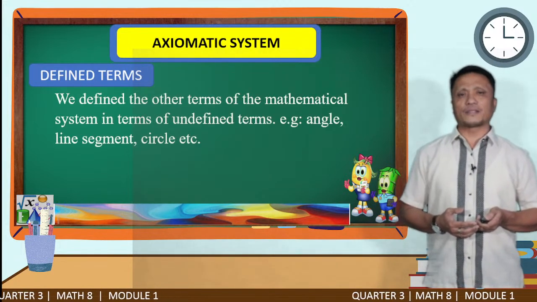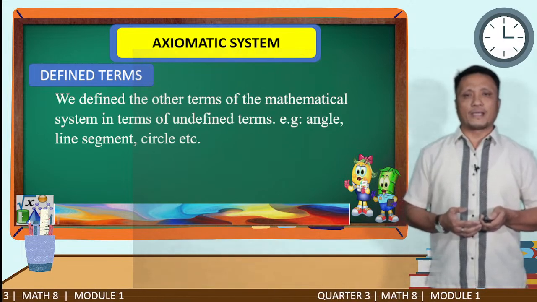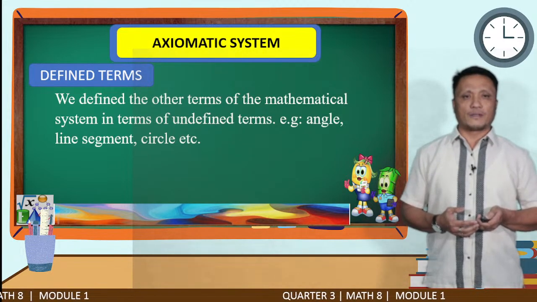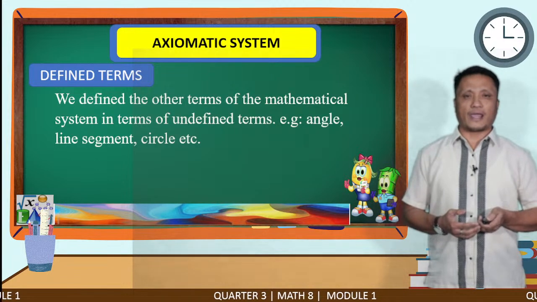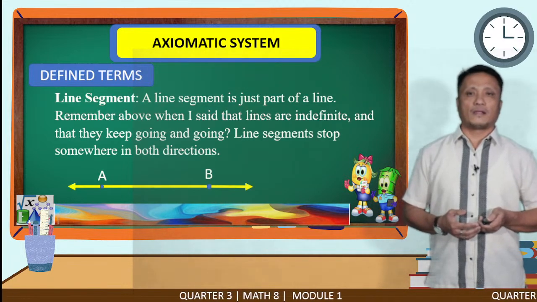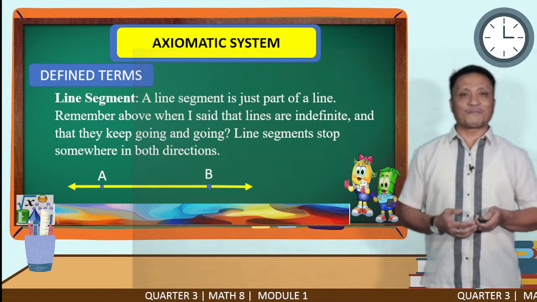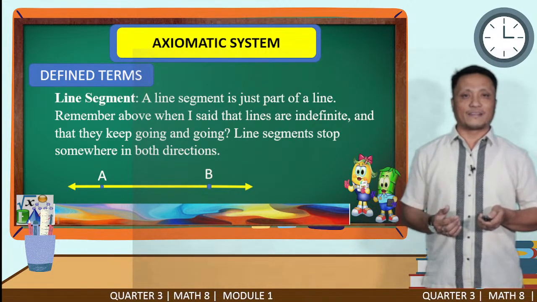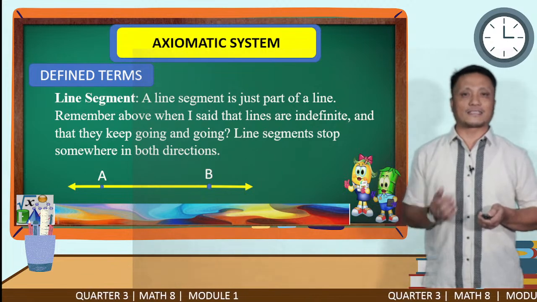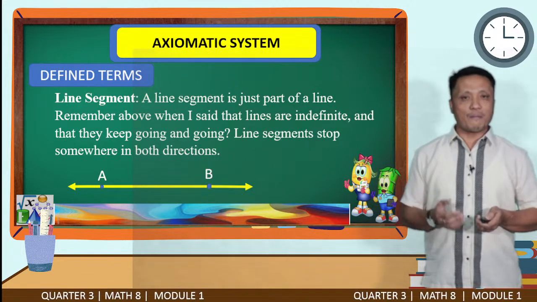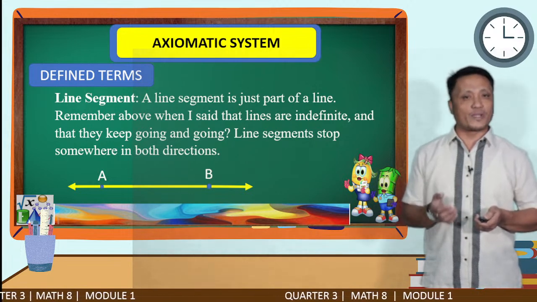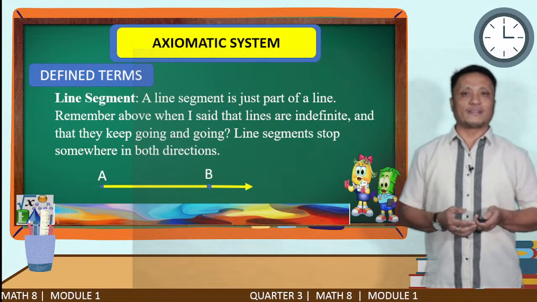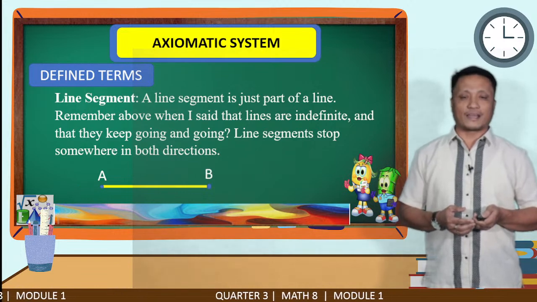We define the other terms of the mathematical system in terms of undefined terms, such as angle, line segment, circle, and others. Line segment. A line segment is just a part of a line. That means to say it is a subset of a line. Remember above when I said that lines are indefinite and they keep going and going? A line segment stops somewhere in both directions.